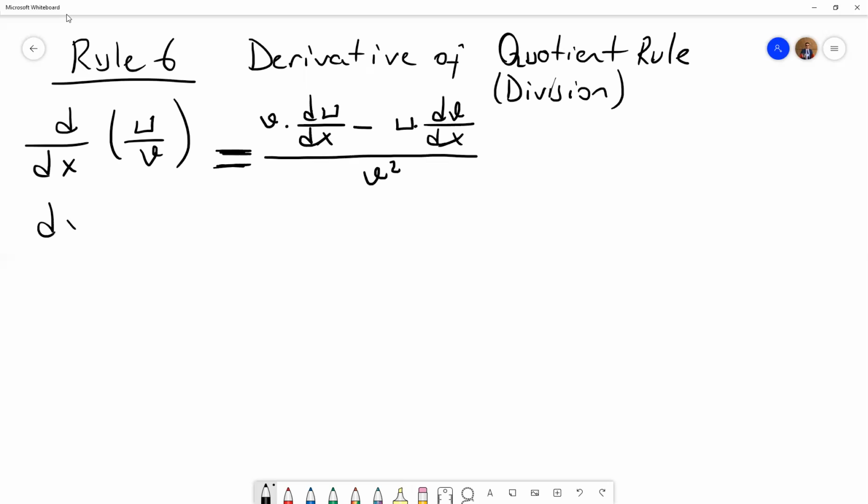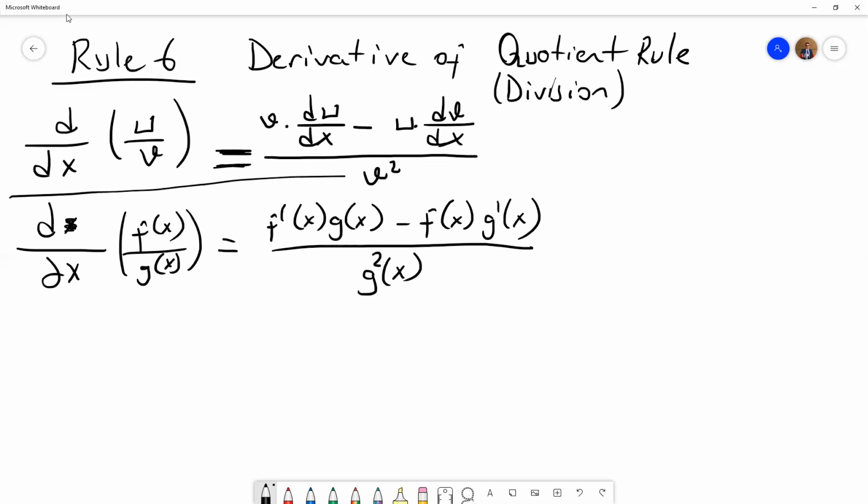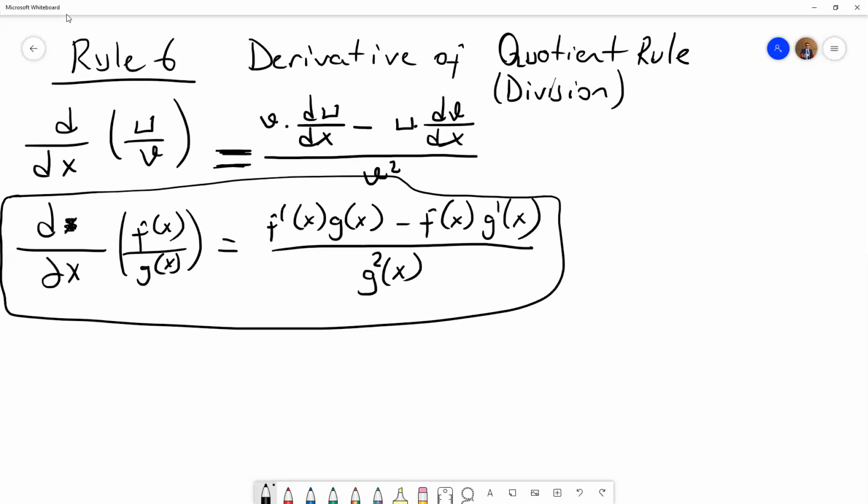So if you want to write it as f(x) and g(x), this is f prime x multiplied by g(x) minus f(x) g prime x, over the denominator squared, g(x) squared. So we have to remember this formula also, and we can do the examples like that by using this formula.